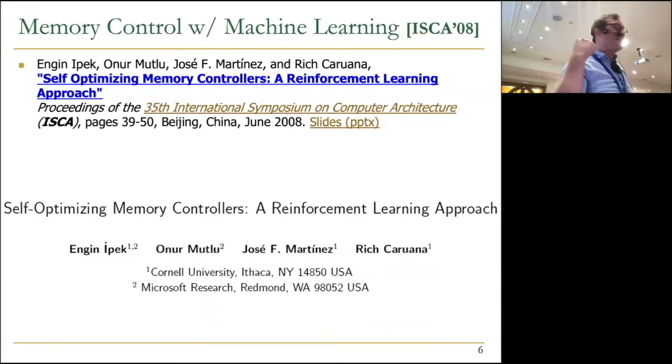Okay, so this is one work that we may cover in the last lecture, which is, if things are getting so complicated, maybe humans are not good at really dictating policy in these memory controllers. And this is what we had in mind when we wrote this paper in ISCA 2008. We used reinforcement learning to control memory. And I think there's a lot more to do in this area, but hopefully we'll leave that for the last lecture.